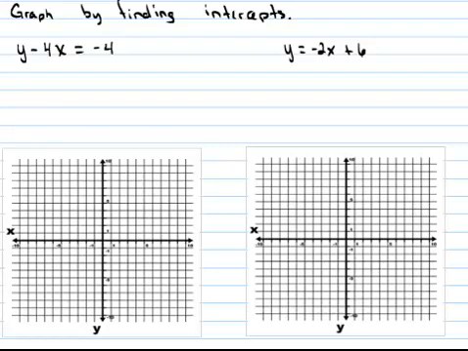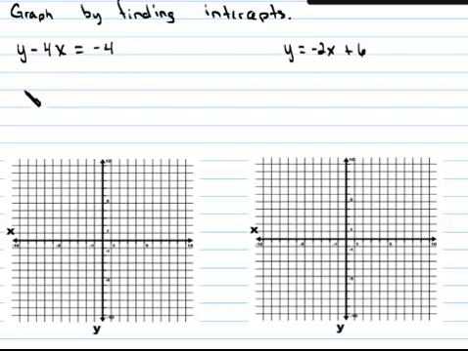One more time, let's graph this by finding the x and the y-intercepts. So the first one, I'm going to find my x-intercept first. That's typically what I do. I'm just going to write x in this case. My x-intercept, my y value is 0.